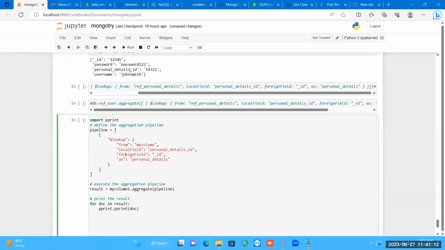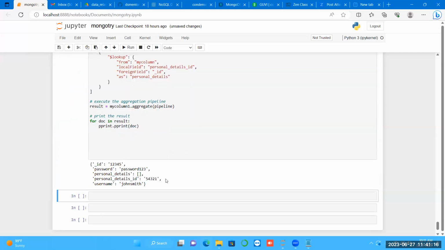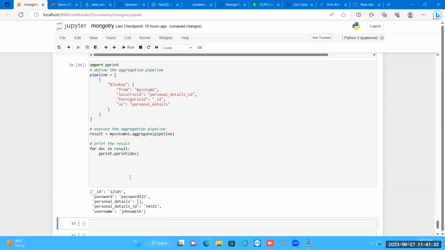ID 1, 2, 3, 4, 5. Password. Personal details. Still, it is not collecting all the things. Just a minute. Personal details is still not giving you the proper answer. Hold on a second.